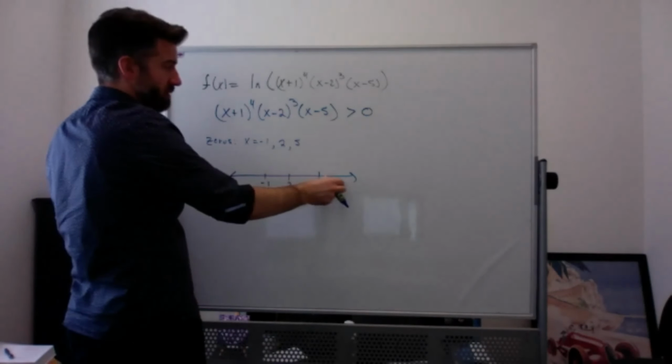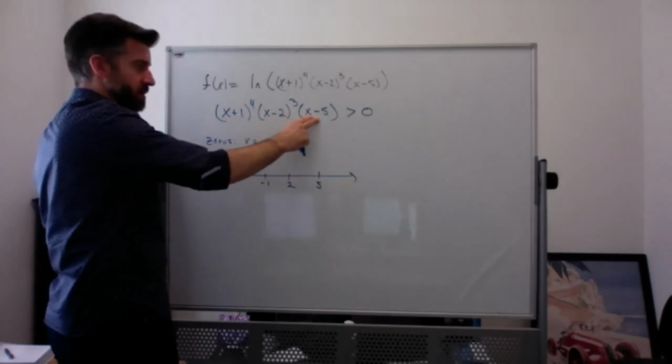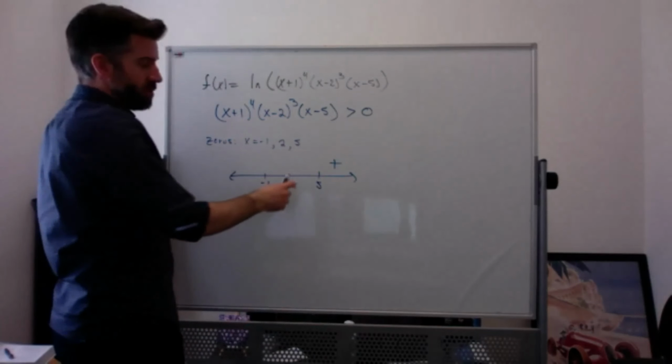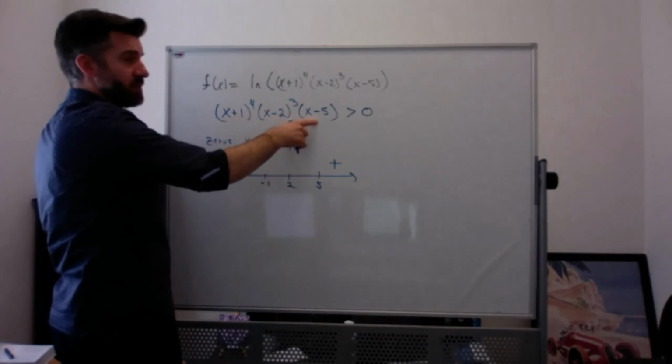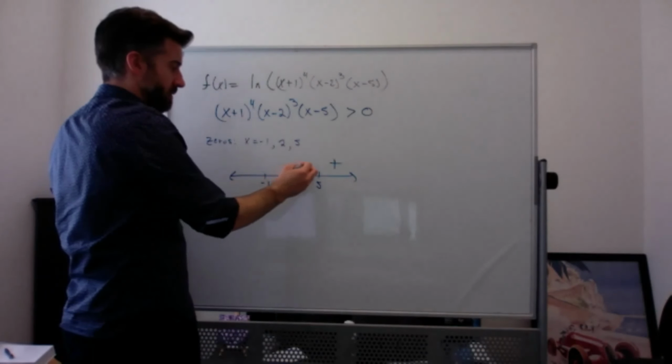So if I pick a number larger than 5, like 6, this part's positive, this part's positive, and this part's positive. The product is positive. If I pick a number between 2 and 5, like 3, this is still positive, this is still positive, but this now is negative. Since to an odd power it stays negative, so the overall sign is negative.